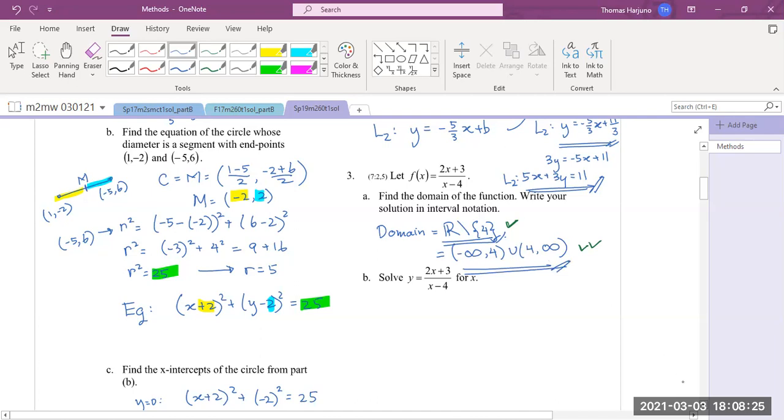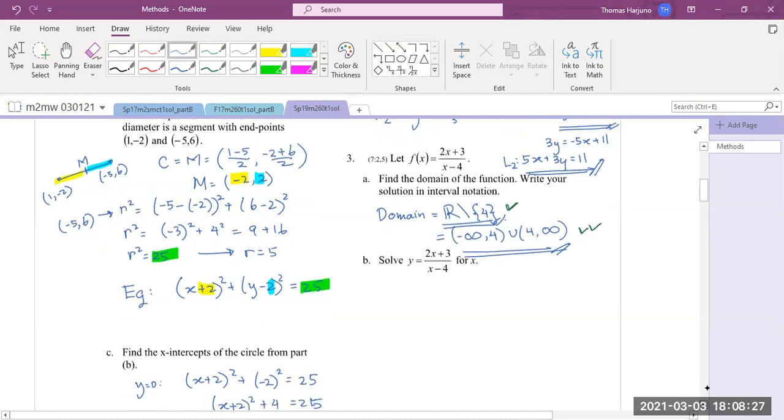Now, part B. As background on part B, which I will explain after I'm done with this question, the question is basically solve for x. So you have y equals something and you want to solve for x. The first step is I will multiply by the LCD on both sides, x plus 4, x minus 4. So I get y times x minus 4 equals 2x plus 3.